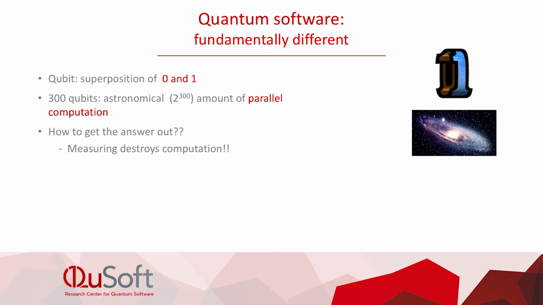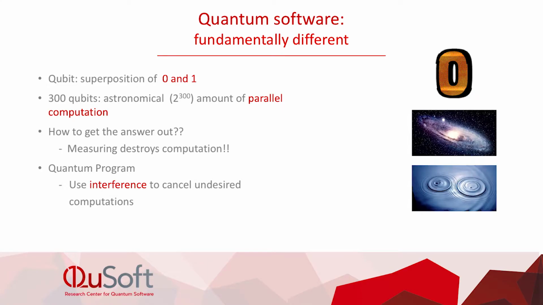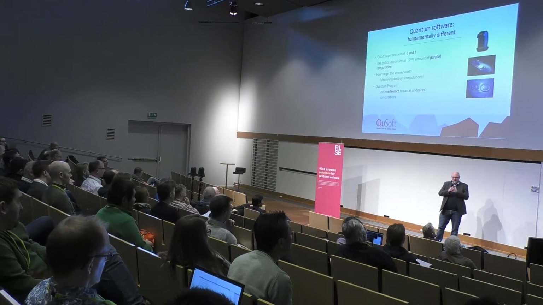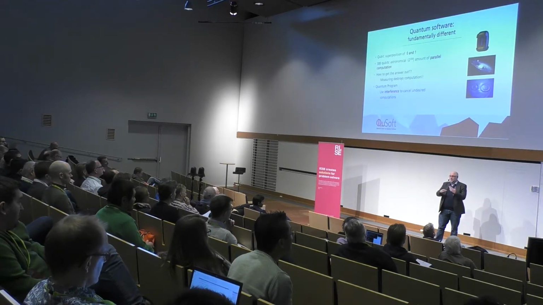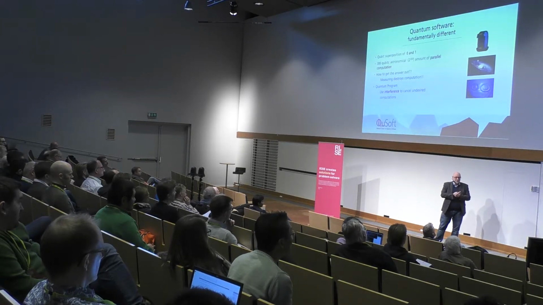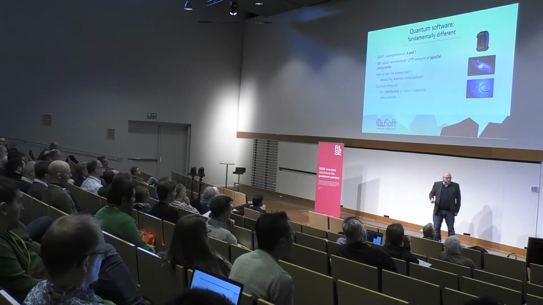Unfortunately, there's one little problem, and that's how are you going to get the answer out? Right, if you now look at this 2 to the 300 massive parallel computation, you will see only a single random computation. And you don't really need a quantum computer for doing that. So measuring destroys. But luckily, there was this second ingredient that I told you about, this interference ingredient, that said, if you have a system in superposition, it can interfere with itself. And this is precisely where the quantum programmer comes in.